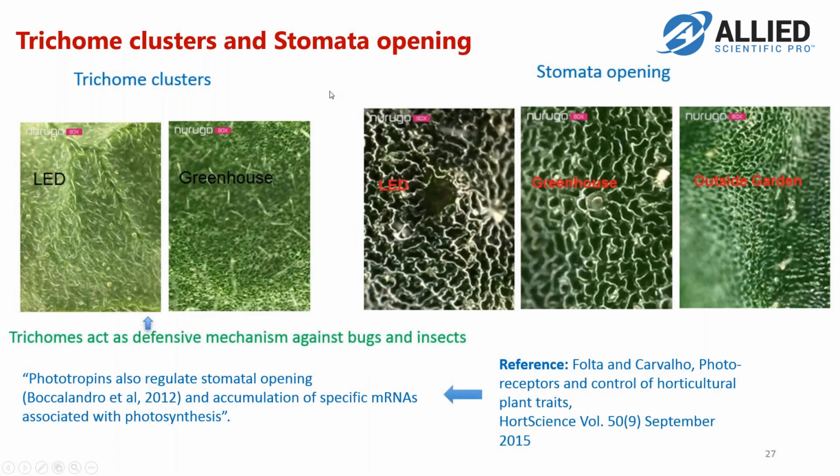There's other effects as far as trichome clusters and the stomata opening. So the LED chamber, these are pictures we're taking under a microscope. There were more trichomes in the LED chamber. Trichomes act as a defensive mechanism for the plants to stop insects from attacking them. So having more trichomes is useful, it's more resistant to insect attacks. Also, stomata openings are more in the LED chamber as compared to the other one. Again, these pictures were taken using a microscope, so the plant could breathe better and exchange gases much better.